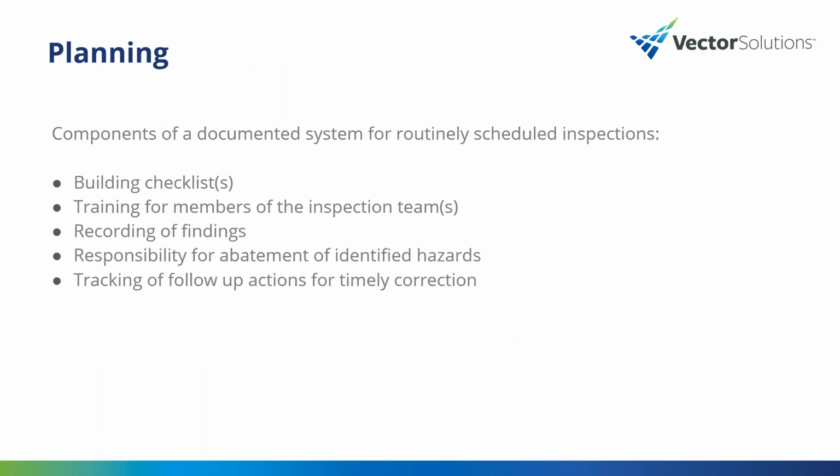So to get started with planning for an inspection program, you'll want to first create and build your checklist, train the members of the team that will be carrying out the inspections, and determine a way in which you'll be recording your findings, whether it's pen and paper, Excel spreadsheets, or something like a software solution. Then determine who will be responsible for corrective actions and remediating any identified hazards. And then finally, develop a system for how you're going to track any follow-up items that are assigned for correction.